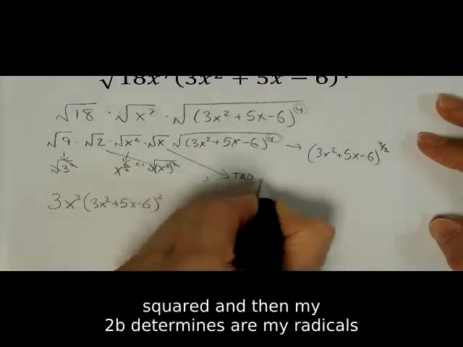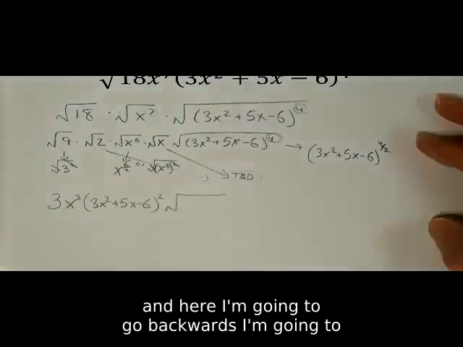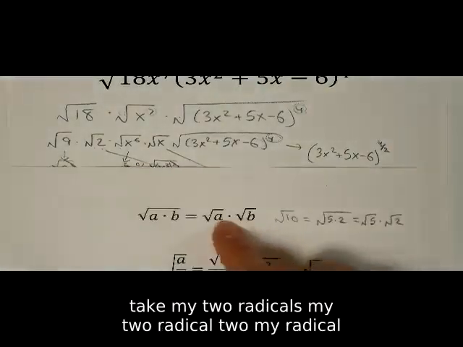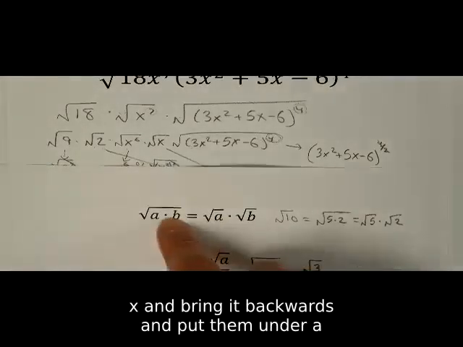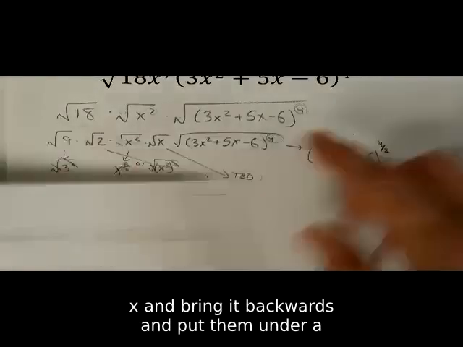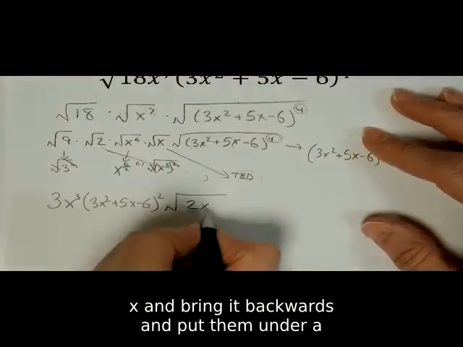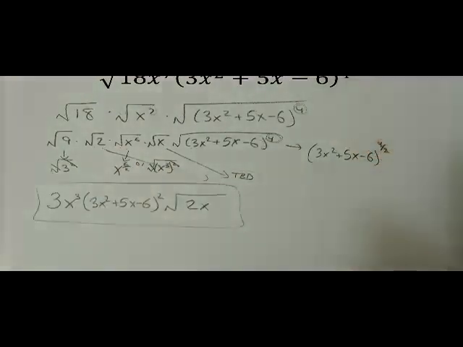And then my to be determineds are my radicals. And here, I'm going to go backwards. I'm going to take my radical 2 and my radical x, and bring them backwards and put them under a single radical. And this becomes my final answer.